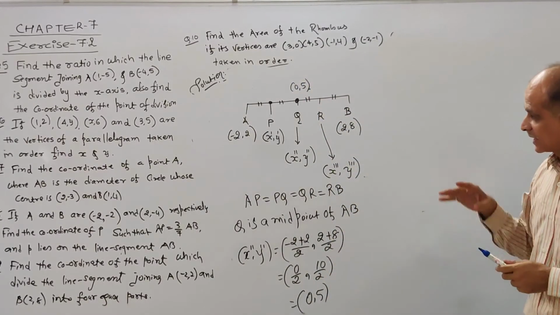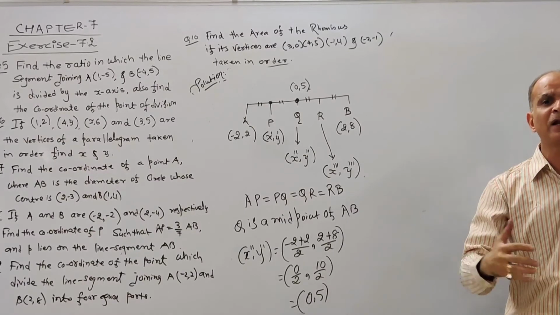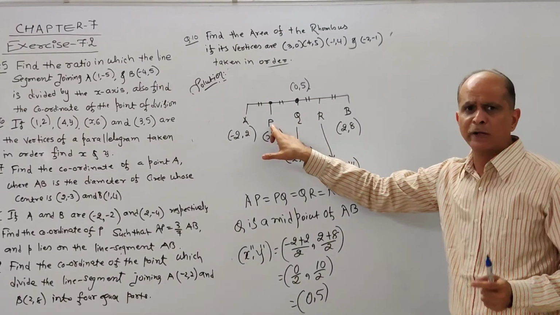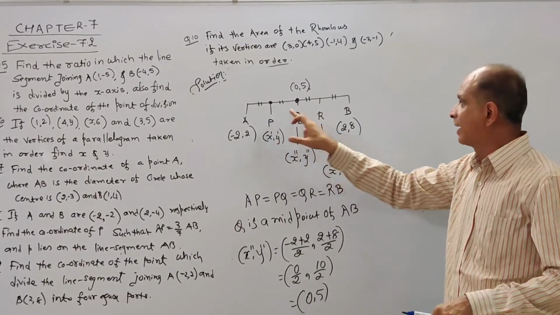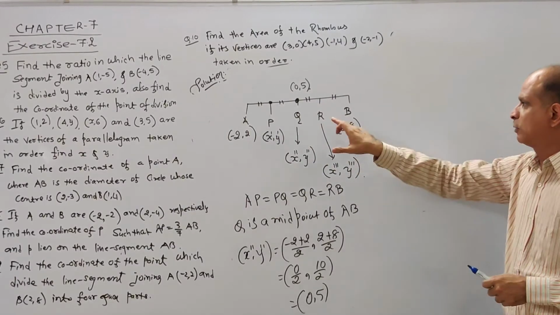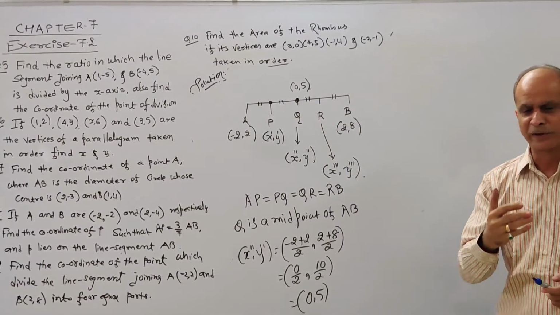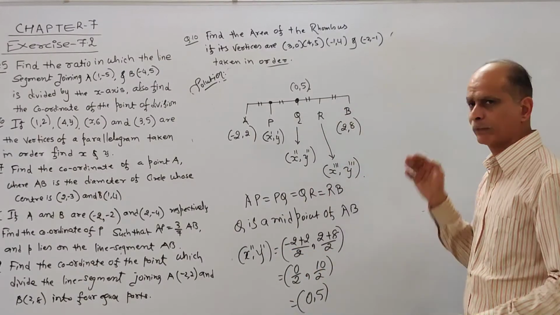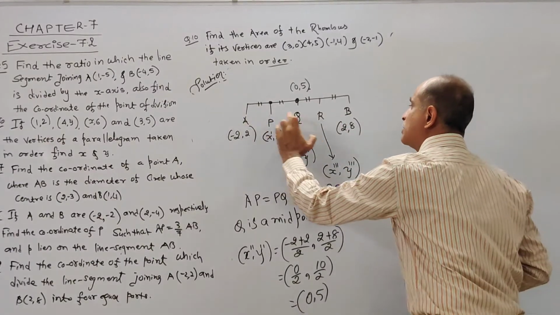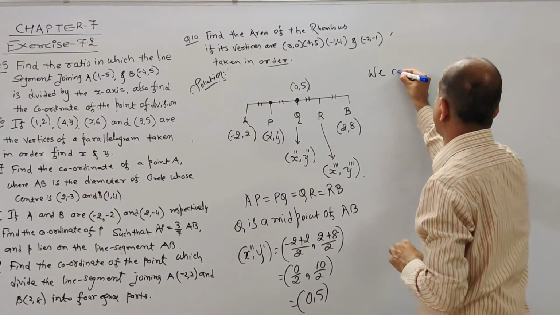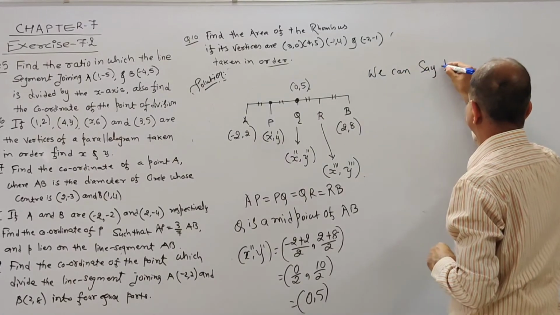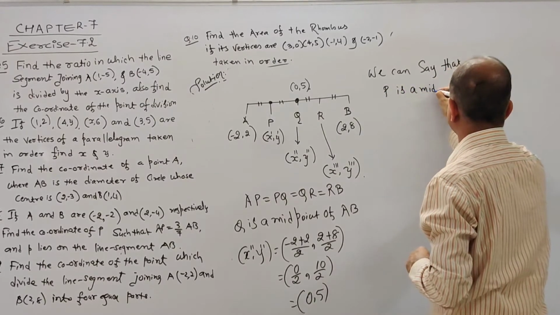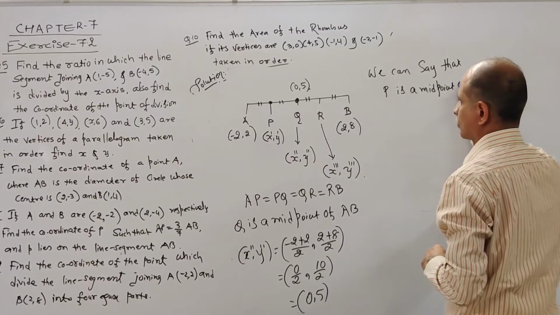In this example you have to use the midpoint formula 3 times. First to find out the value of Q, then you can easily find out the value of P by using the midpoint formula, and at last you can also find out the value of R with the help of the midpoint formula. I have already found out the value of Q. Now here you can say P is a midpoint of AQ.